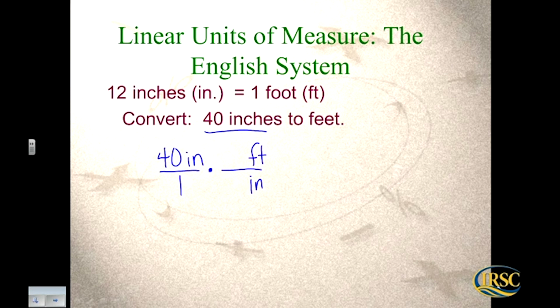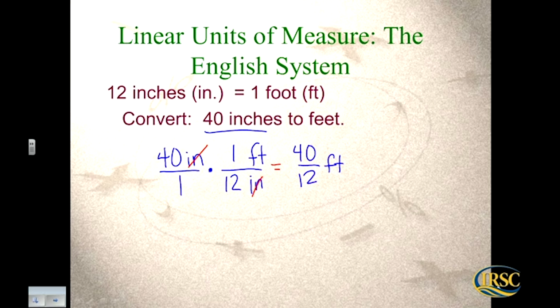Now, the reason it should be diagonal is so that when you multiply, those are going to cancel out, and you don't have any inches anymore. So then you just plug in the numbers. So we know that 1 foot equals 12 inches. And now you just have to multiply your fractions. Okay, so inches cancel. And you get 40 times 1 is 40 over 12 feet. And then you need to simplify that.